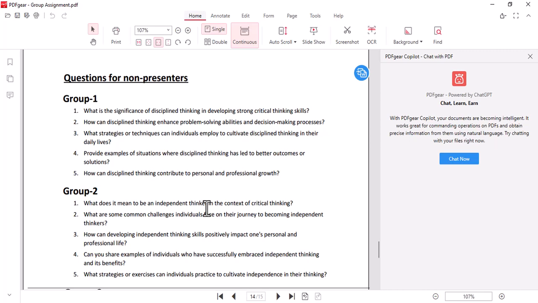What does it mean to be an independent thinker? Independent thinking is the ability to objectively evaluate and analyze information, arguments, and the sources of their evidence without being heavily influenced by external factors such as peer pressure. Thank you.